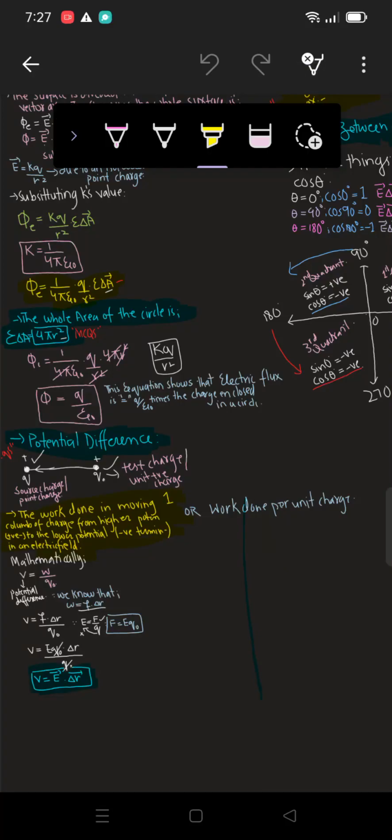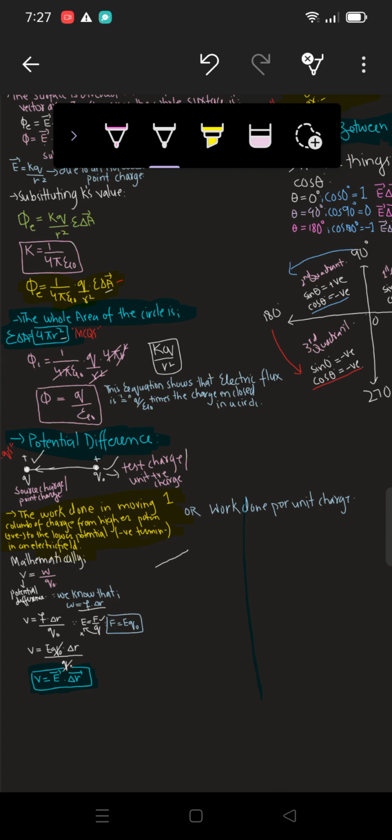Okay, as in the last video, we discussed potential difference in great detail. I made you understand the concept of potential difference, which was the work done in moving 1 coulomb of charge from higher potential, from the positive terminal to the negative terminal or to the lower potential in an electric field, or you can say work done per unit charge when a test charge Q naught is moved from lower potential to the higher potential against the electric field.